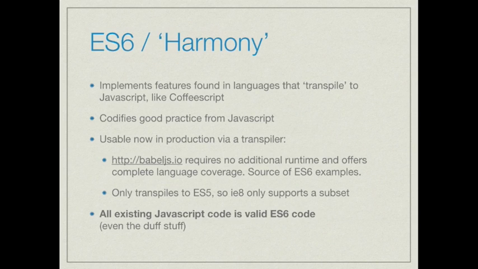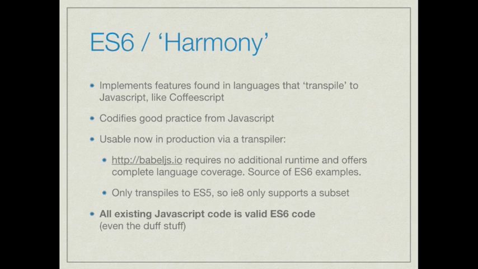The next version of JavaScript that's coming out is codenamed Harmony. It takes a lot of ideas that you found in languages like CoffeeScript, which was compiled into JavaScript. It's now becoming default parts of the next version of JavaScript. It codifies good practice, and you can use it right now in production. You don't have to wait until the browser supports it.